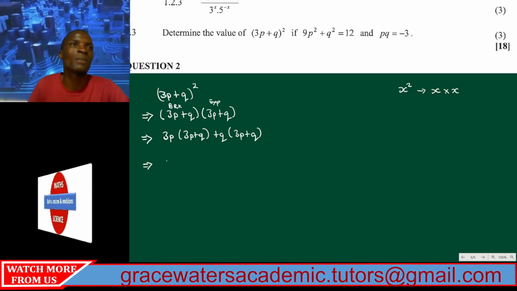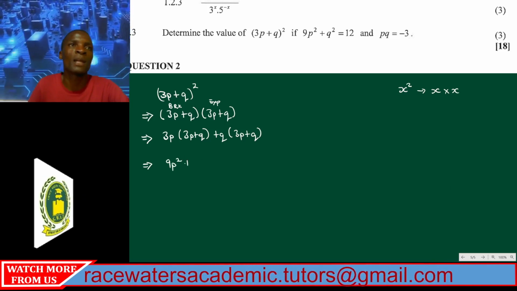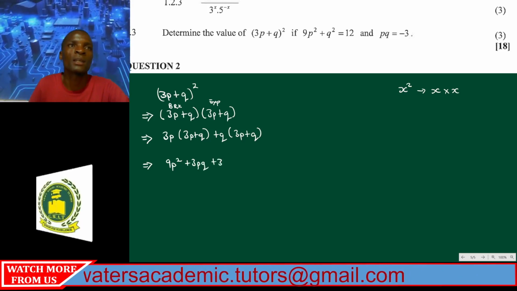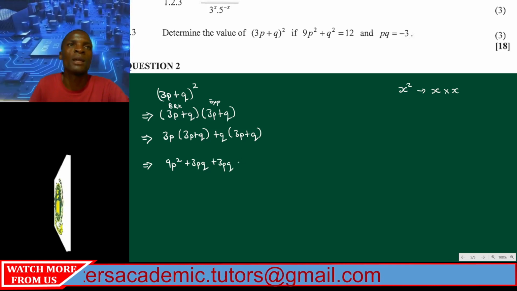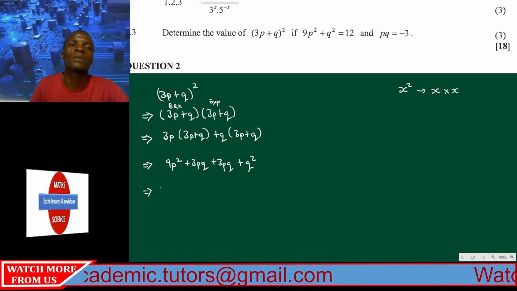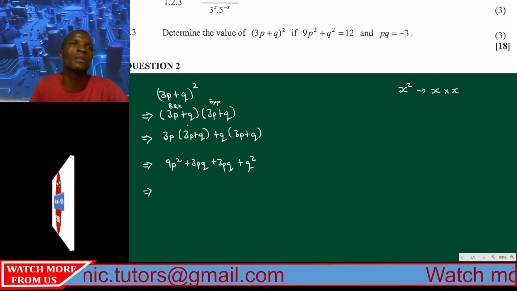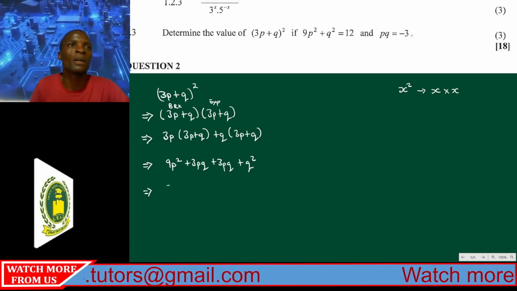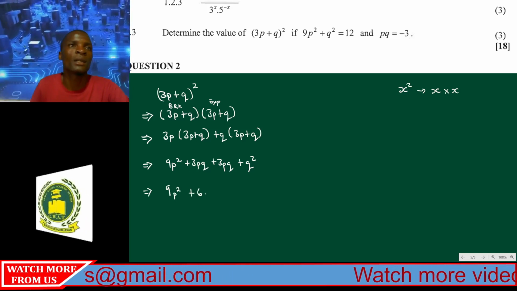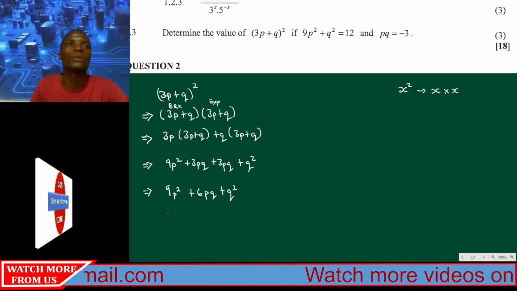So 3p times 3p, we get 9p squared. 3p times q, we get plus 3pq. And then here, again plus 3pq. And then finally plus q squared. There is a shorter way of coming to this stage, but I rather use the longer way so that I can help someone else. If you know the shorter way, just use the shorter way. Now we have 9p to the power 2 plus 6pq plus q to the power 2.